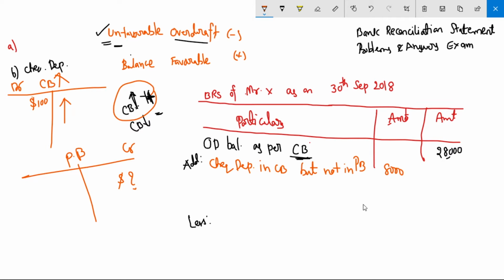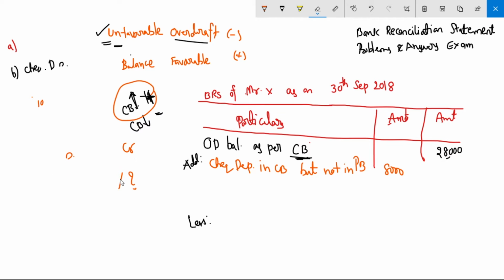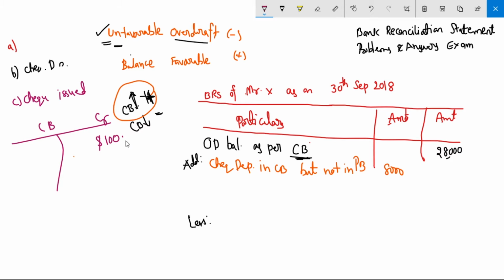Now the next transaction, checks issued. Remember this? I'll tell you the shortcut key here. Directly you can tell whether it is addition or deduction. See this logic. Now the third is checks issued. Whenever we issue checks, directly we record in our CB credit side because we are paying. We already recorded it in the credit side, done.